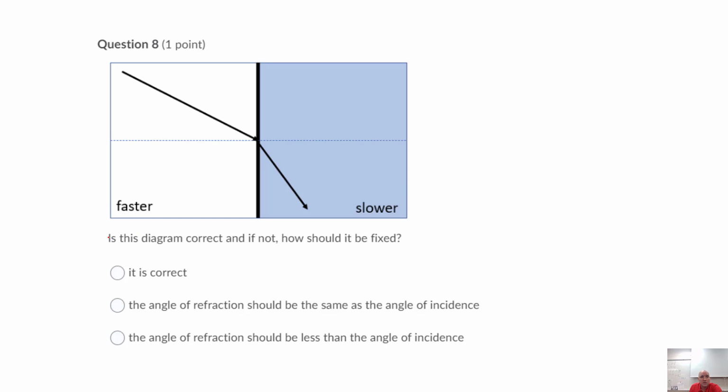Next question. Is this diagram correct? And if not, how should it be fixed? Take a look at faster and slower, and whether it should bend towards your way, and then answer this question. Is it correct, or what should be the right answer?